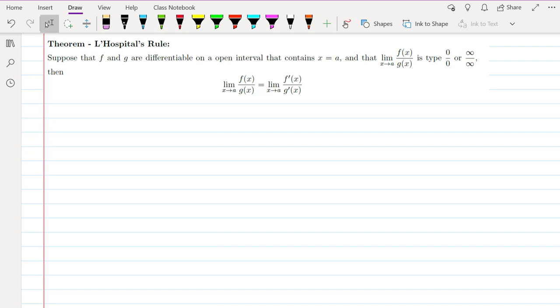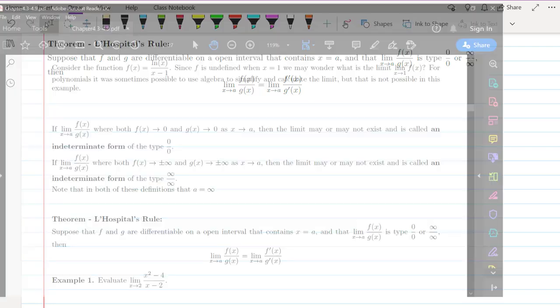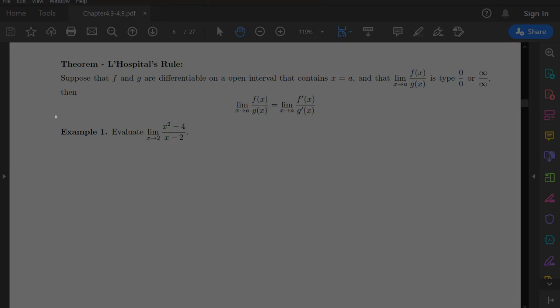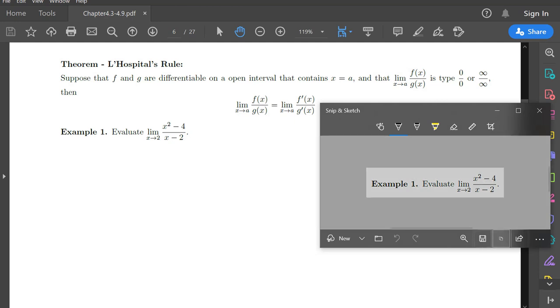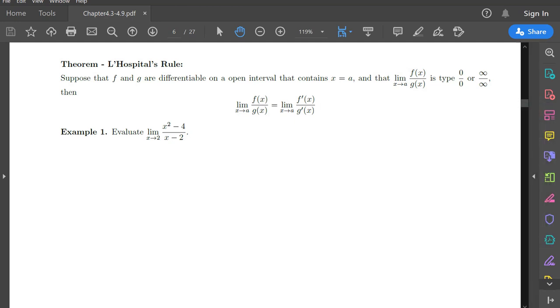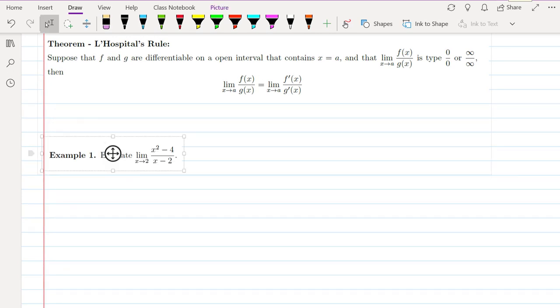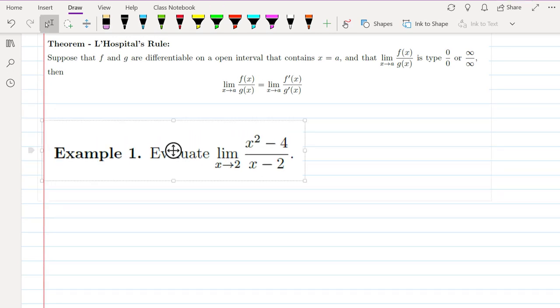So note, if we have an indeterminate form of type 0 over 0 or infinity over infinity, this says that if we take the limit of the numerator and denominator separately, it preserves the value of the limit. Also note that we do not use the quotient rule when we do this. It's just f prime over g prime. All right, let's take a look at example number 1 from our handout. This first example can be solved using purely algebraic methods like we did at the beginning of the class. So let's go ahead and analyze that method.